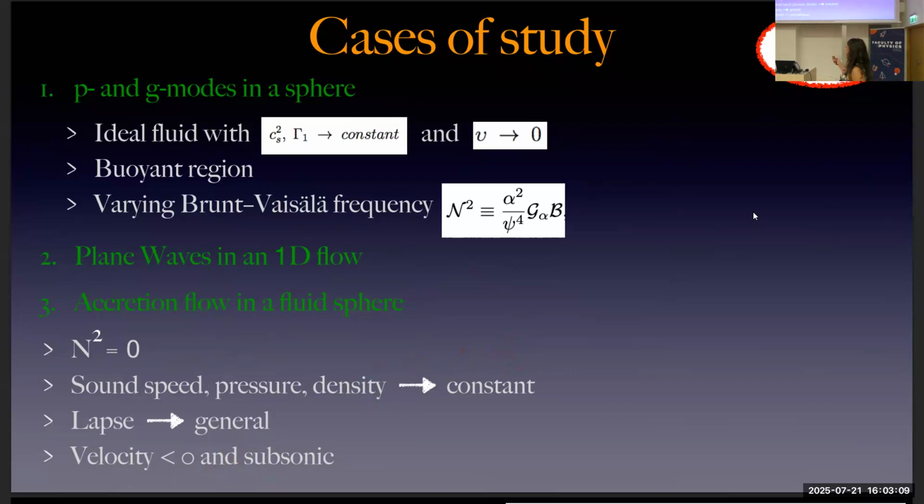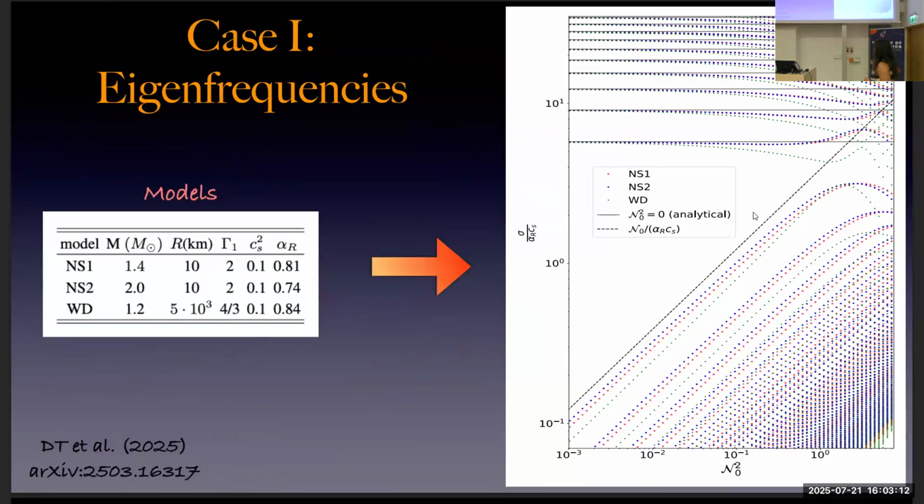So let's start with the first one, with the P and the G modes in a sphere. We consider 3 different models, 2 neutron stars and a white dwarf. And the results we get are here. These are the frequencies with respect to the value of the Brunt-Väisälä frequency. Here we can see that it's characteristic that we have 2 different families of modes. And this line here, the black one, is actually the Brunt-Väisälä frequency. You can see that all modes underneath are parallel to this one. Therefore, these are G modes.